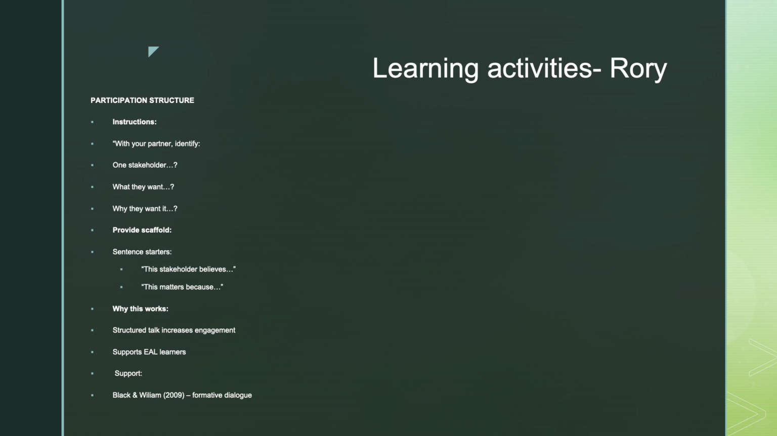Now, when I call time, each pair will share a one-sentence summary with another. All right? Write it on your worksheets first so you're ready for that. That summary should state the stakeholder and the main reason in one sentence. All right, are we ready? Partner up and let's get into it.